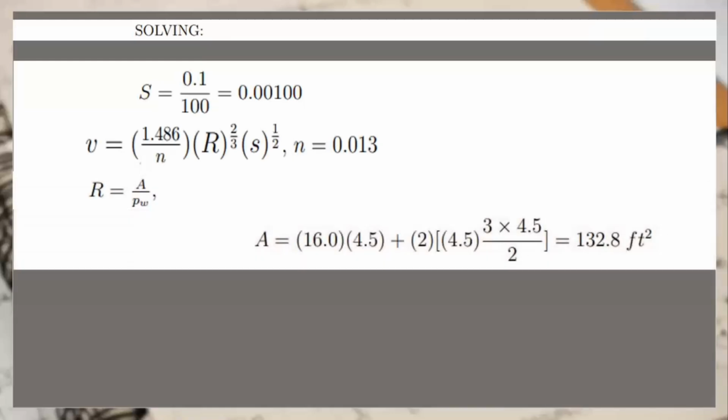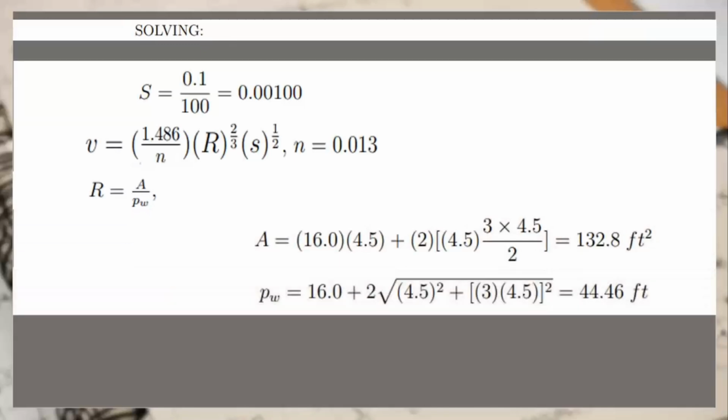For the area, we'll use the equation from the previous slide. Area is equal to the area of the rectangle plus the area of the triangle. For the area of the rectangle, we have 16 times 4.5, and for the area of the triangle, we have the side slope 3 obtained from the horizontal and vertical distance of the slope, and it can be calculated using Z equals horizontal over vertical. And since we have two triangles, we're going to multiply it by 2. And solving for the area of the trapezoid, we have 132.8 square feet.